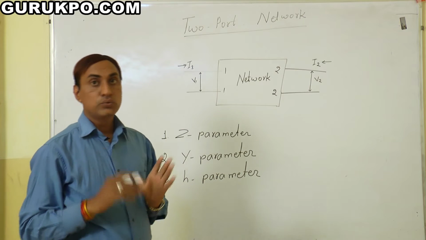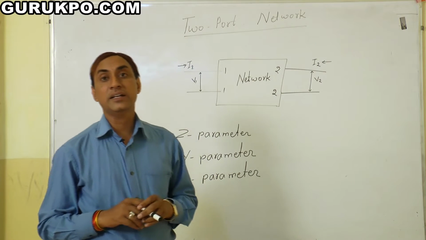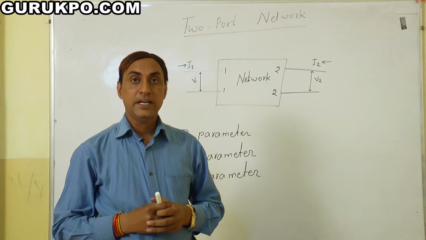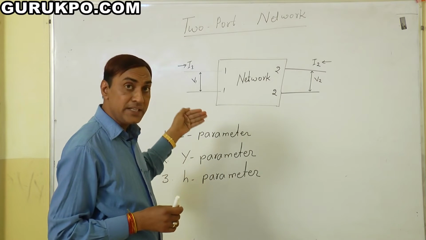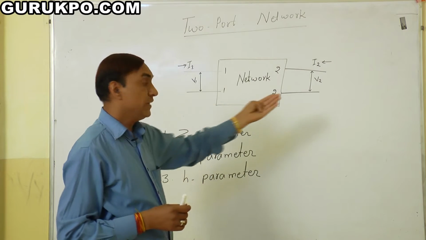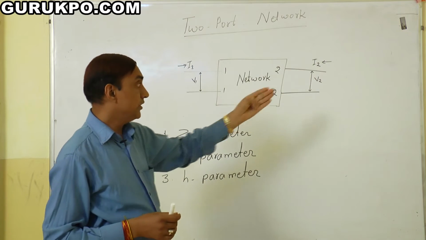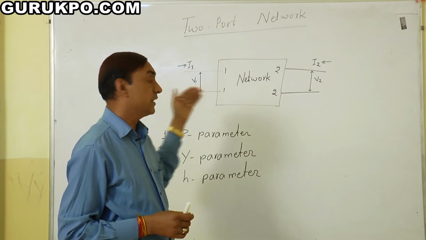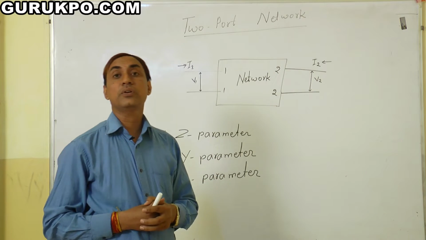Some parameters are required for the networks. We require the impedance, the admittance, because we give the voltage on one side and we also receive voltage on the other side, or we give voltage from two ports, and from the second side we get the output from the first side. That's why we say this is the two-port network.